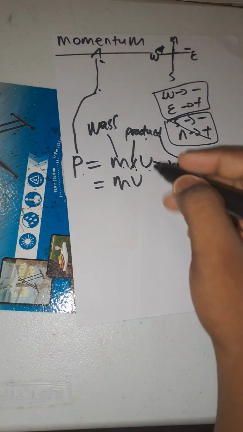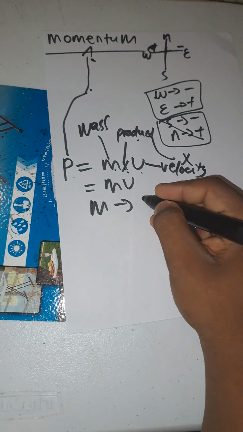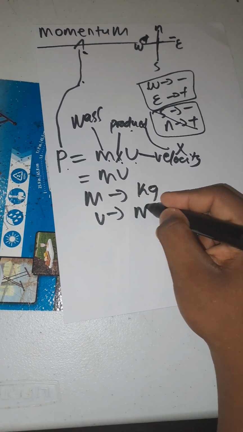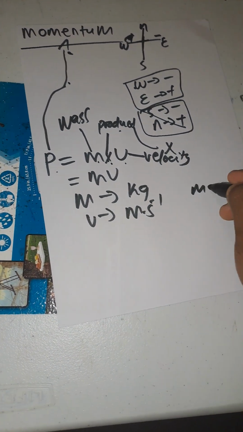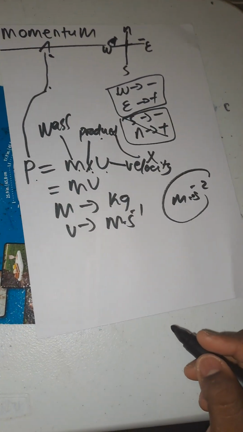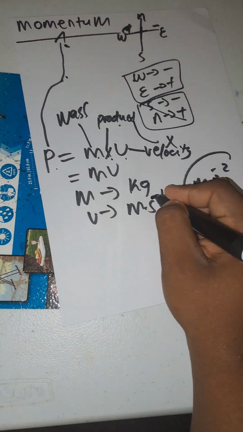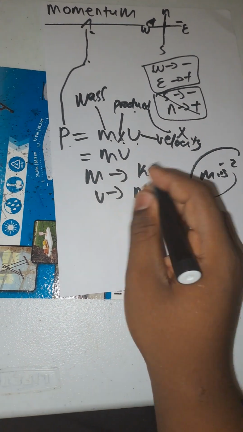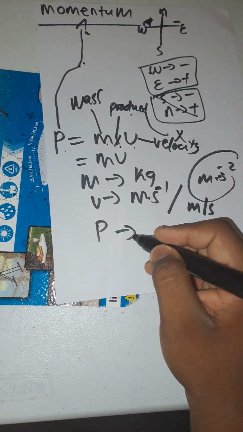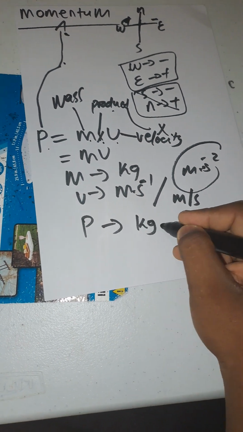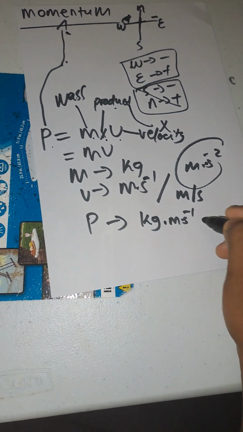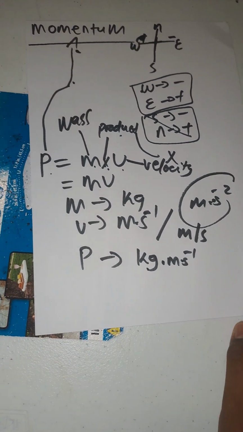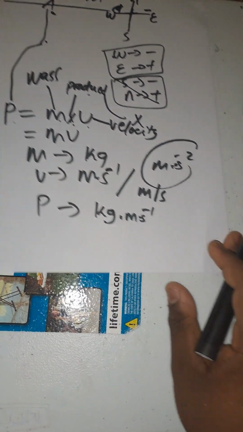The unit for m, the mass, is kg, and the unit for velocity is meters per second, not meters per square second. That one is for acceleration, so don't confuse yourself. You can write it as m/s. And the unit for p is kg·m/s, because it is the unit for the mass and the unit for the velocity. Now let's do an example.